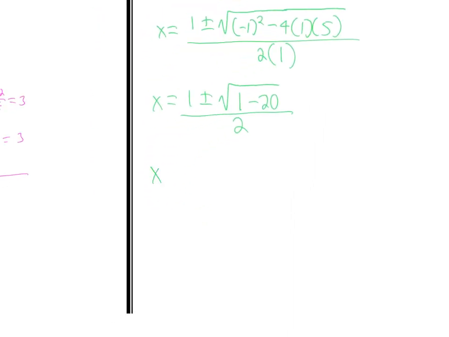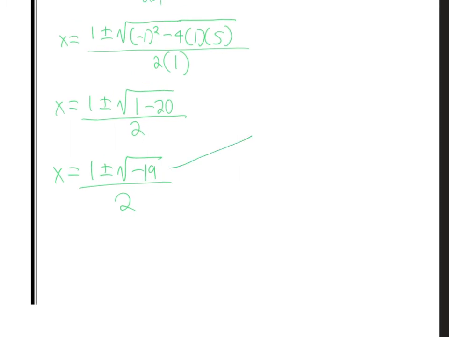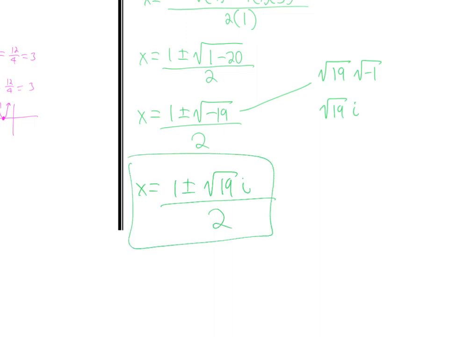And we can simplify this a little bit more. So x equals 1 plus or minus the square root of 1 minus 20, which is negative 19, all over 2. And the square root of negative 19, we can simplify that a little bit. We can write the square root of 19 and the square root of negative 1, which is i. So we're going to get x equals 1 plus or minus the square root of 19 i over 2. And that's our final answer. We can't simplify that anymore.